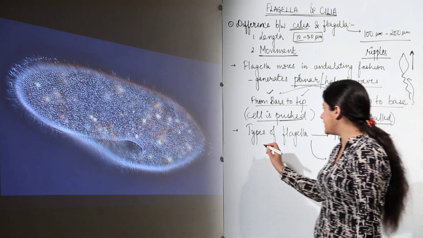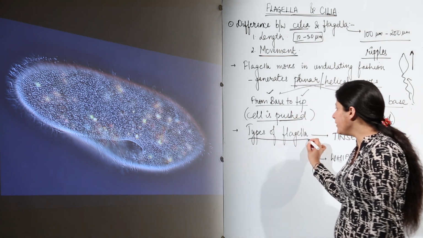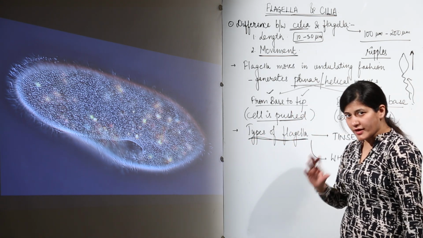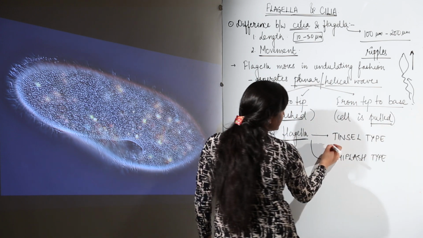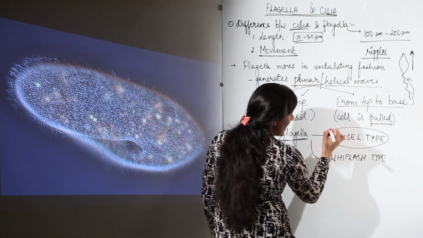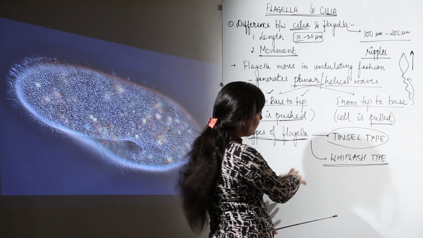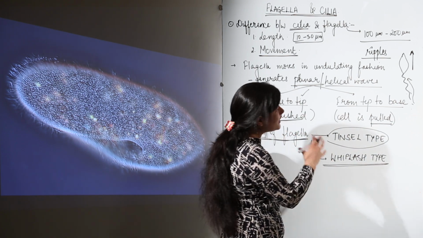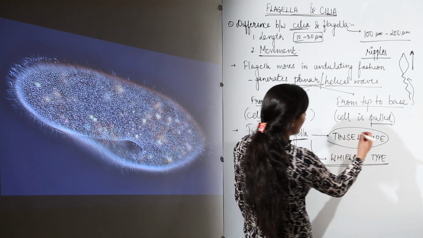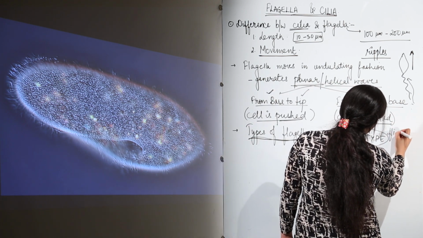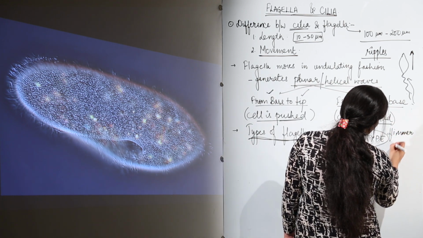Now the second thing that you need to learn is how many types of flagella there are. There are two types of flagella. The first one is the tinsel type of flagellum and the second one is the whiplash type. So we have tinsel flagella and we have whiplash flagella. What is there in tinsel flagella? There are flimmer filaments, small filaments which are present.